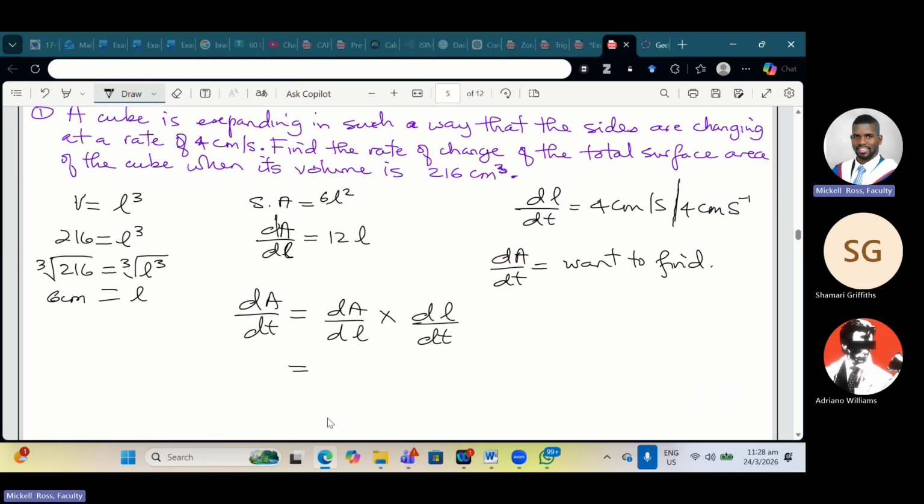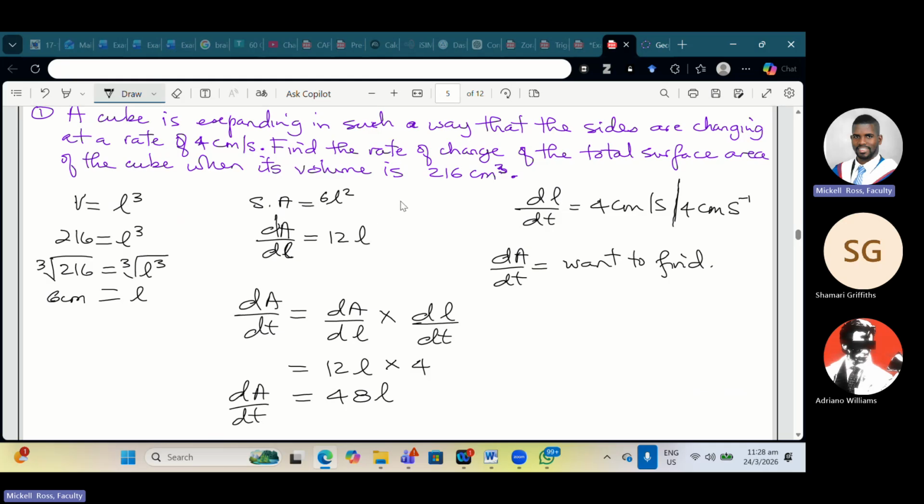So what does this look like? The change in the area with respect to the length is going to be 12L, and the change in the length with respect to time is going to be 4. Right? So this is going to give us 48L. So this is the change in the area with respect to time.